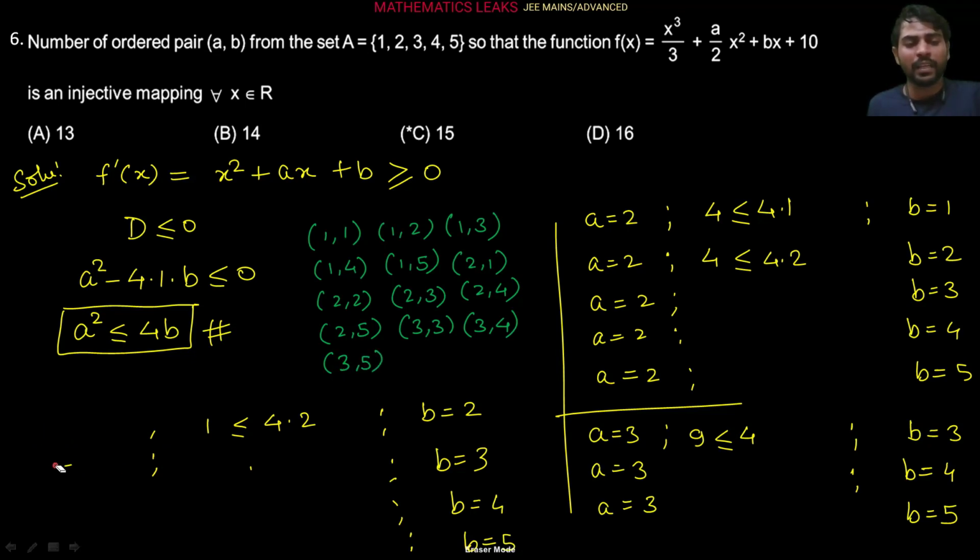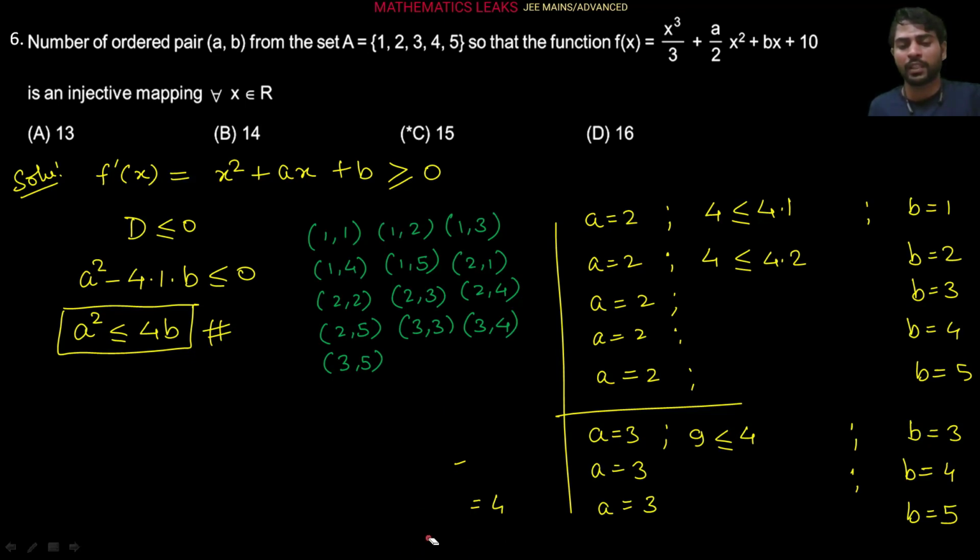Now similarly we are going to take A equal to 4, then what will happen here? Just observe what the possible ordered pairs satisfying the given inequation are. If A is 4, then 4 squared, which is 16, is less than or equal to 4B. If B is 1, 4 into 1 is 4, 16 is less than or equal to 4, not satisfied. Similarly B equal to 2, 4 into 2 is 8, 16 is less than or equal to 8, not satisfied. B equal to 3 gives 12, 16 is less than or equal to 12, not satisfied.